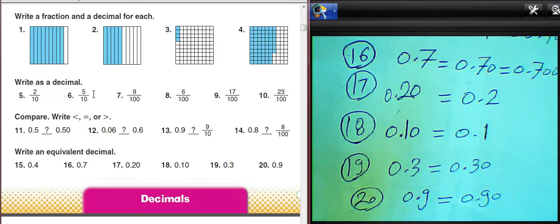Okay, it was questions about decimals. You must pay attention to all these examples and solve them with your hand. Okay, don't use a calculator.